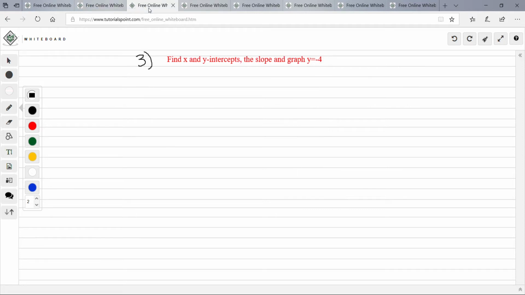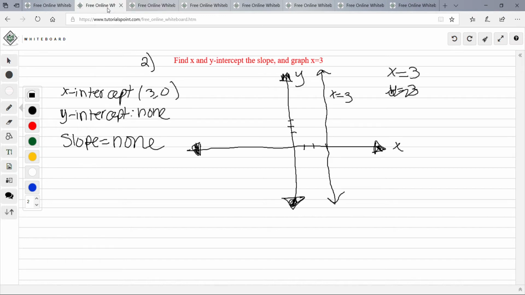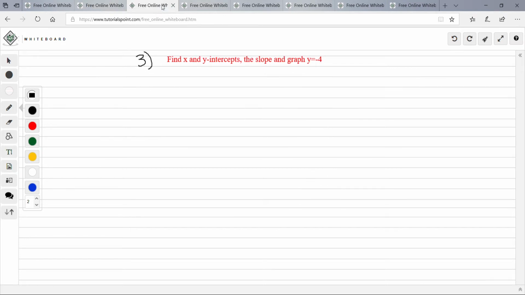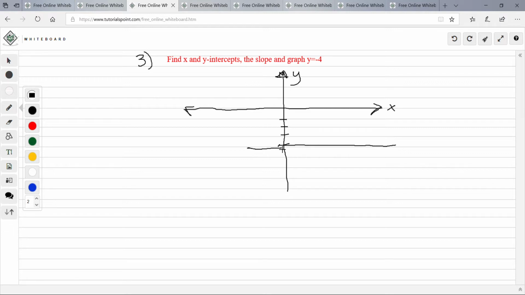Okay, so this one's kind of like number 2, right? The only difference is it's y equals -4. So y equals -4 has a graph like this. One, two, three, four. It's going to touch the y-axis. So this is your graph y equals -4.